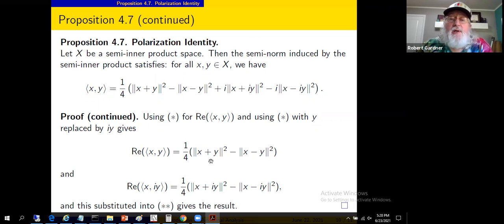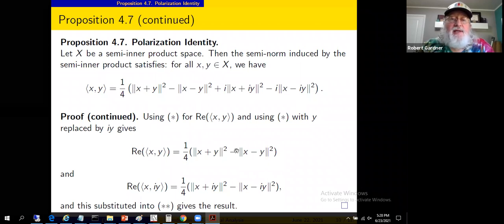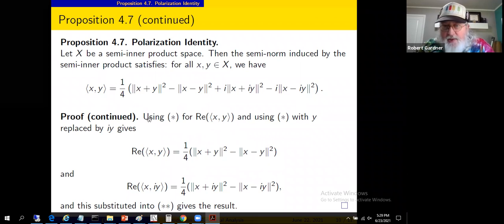Also notice here we've got exactly this in the alleged conclusion. Here's the semi-norm of x plus y squared minus the semi-norm of x minus y squared. We got that part there. We got the 1/4 factored out in the conclusion. This matches up with that. This matches up with that along with the negative sign. It's just missing the i's.